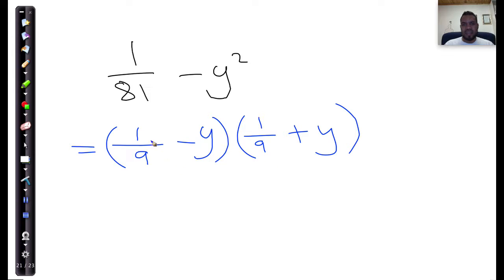As simple as that. When I multiply these two, I get 1 over 81. When I multiply those two, I get y squared, and because that's plus and this is minus, I get the minus over there. Remember, this must conform to the way a difference of squares looks. Okay.